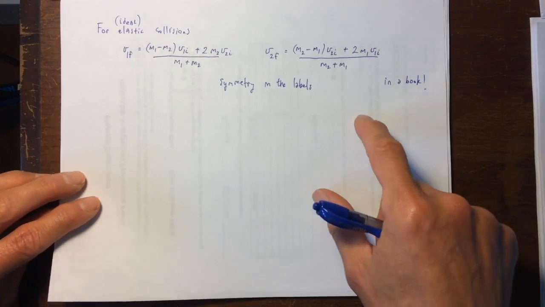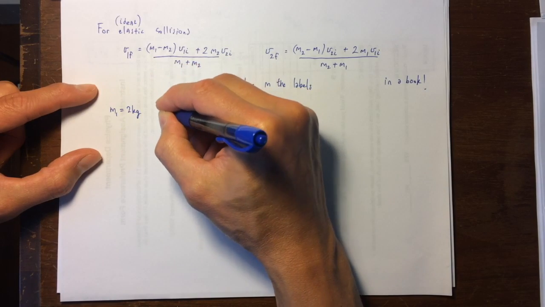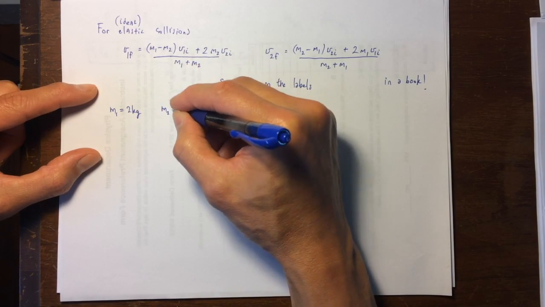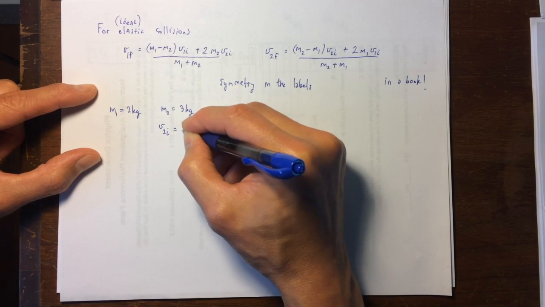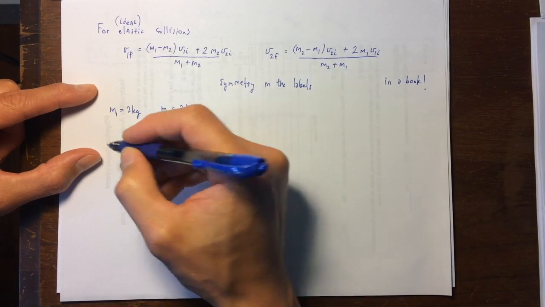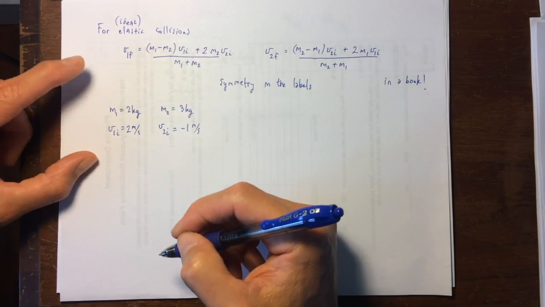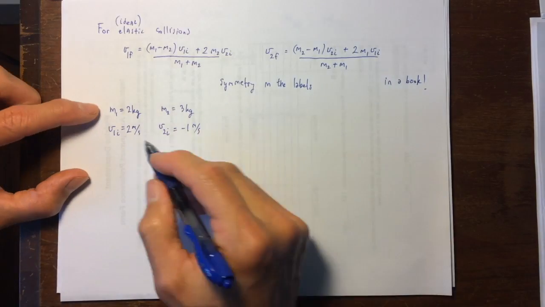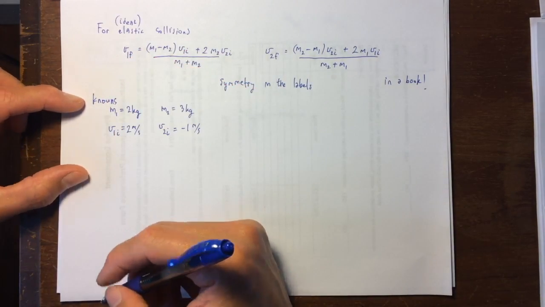But anyways, so M1 is 2 kilograms. M2 is 3 kilograms. V2 initial was minus 1 meter per second. V1 initial was 2 meters per second with a plus sign. So here are all my knowns from the original problem.